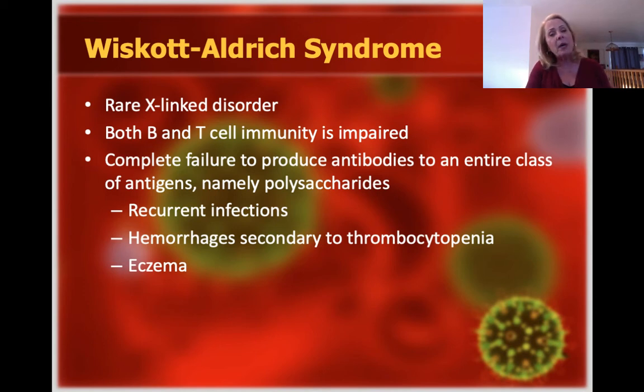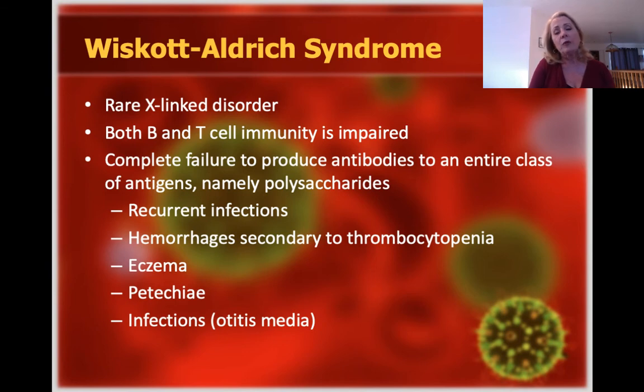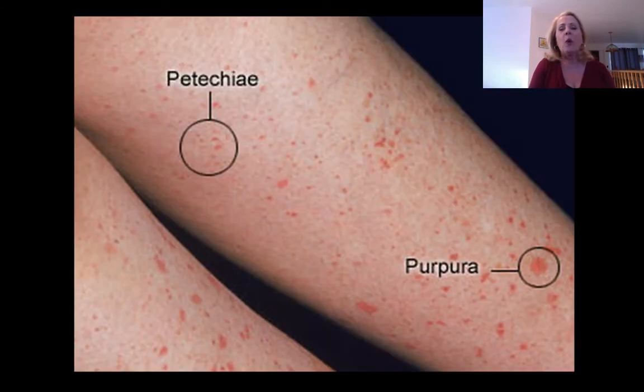They have eczema, and then they have petechiae. Now, petechiae is where little tiny capillaries underneath the skin start to burst. They have otitis media quite often as well. So you can see the picture of the petechiae, and they're little teeny tiny dots underneath the skin. Whereas if you get groups of these together, this is what we call purpura.